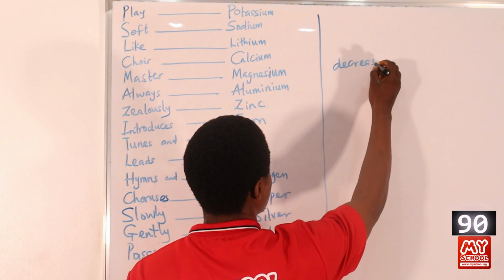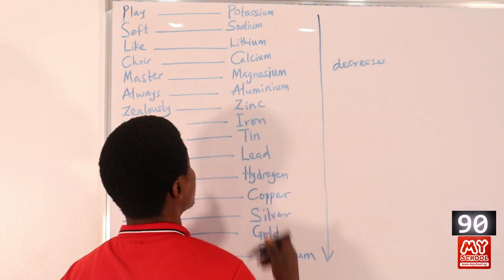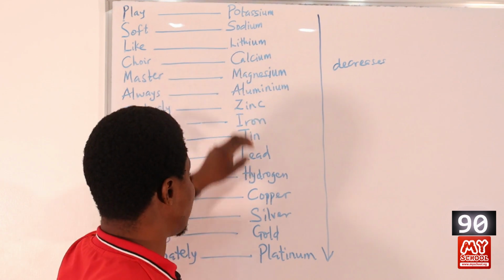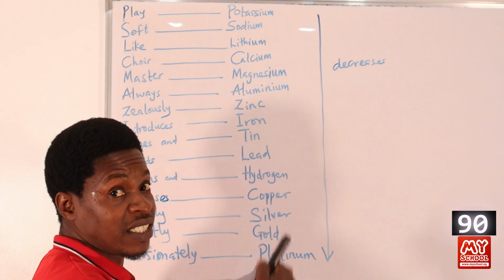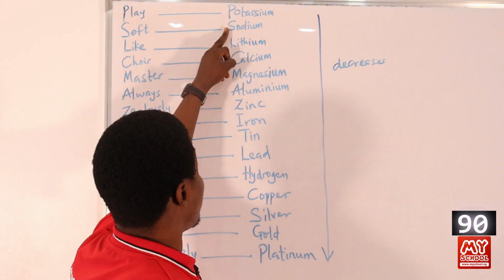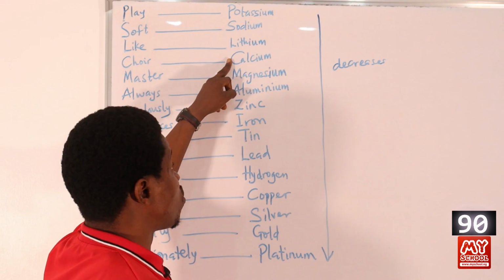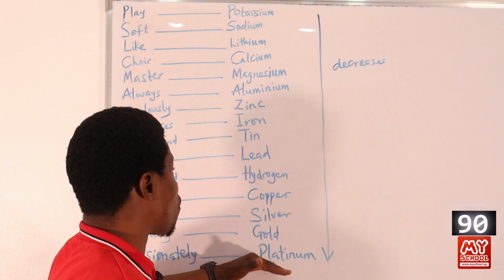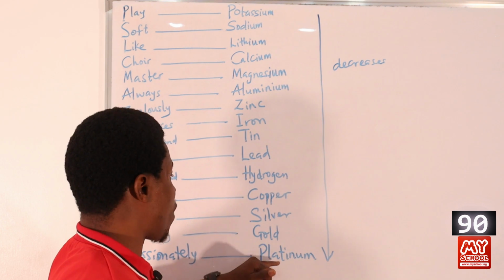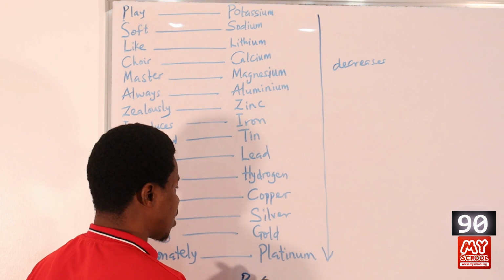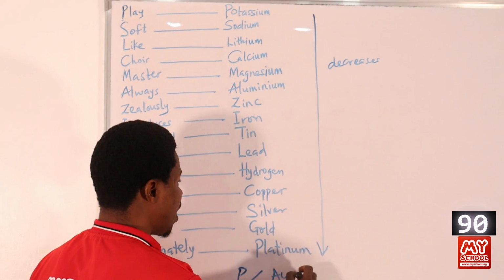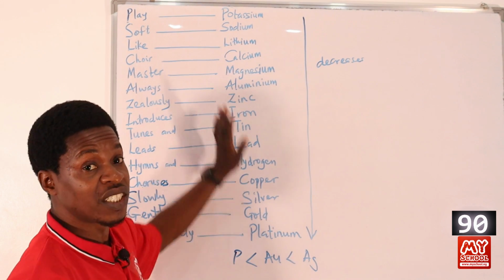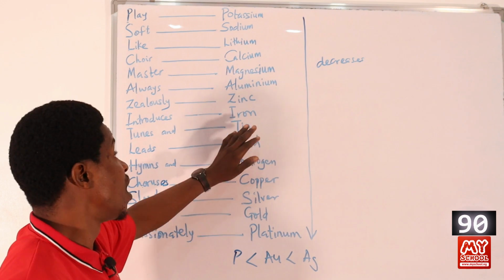When it's decreasing, it means that potassium is the most reactive, followed by sodium, followed by lithium, and this one is the least among them. So as it's decreasing, this is the highest, then this, then this. Looking at the options, we are given less than, which means we are arranging from the smallest. Eventually platinum is going to be lesser than gold, which is Au, lesser than silver, and so on and so forth. But we don't have all of these in the question, so this is just to help us. Let's look at the options.